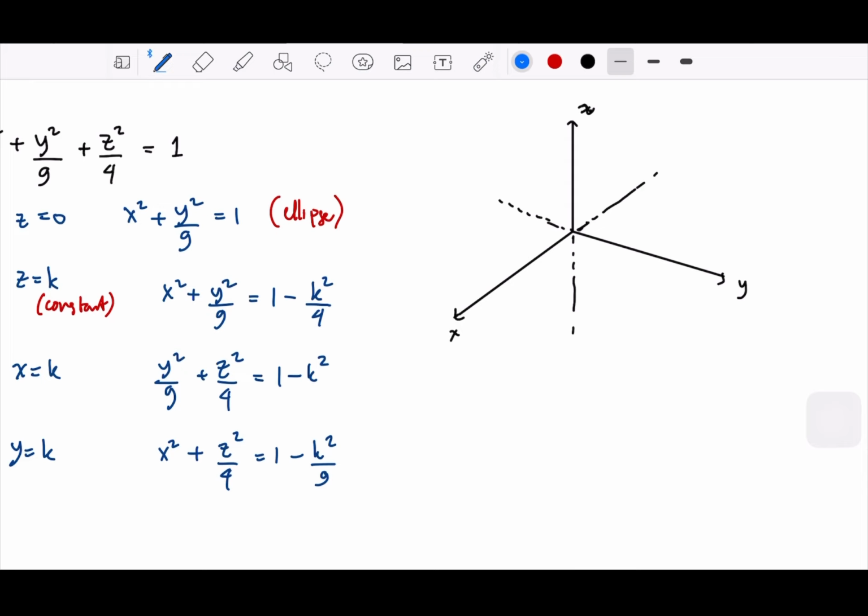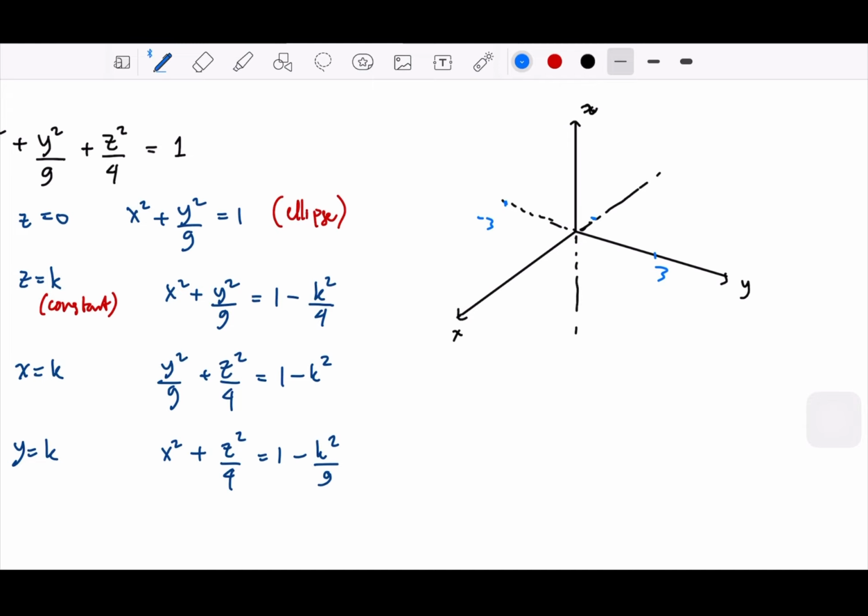Okay, we start by drawing the xy plane, so the ellipse on the xy plane. It has x equal plus minus 1 and y equal plus minus 3 for the size of each axis, the major axis and minor axis. But the first ellipse we have done. Okay, we take the other ellipse, the xy plane.